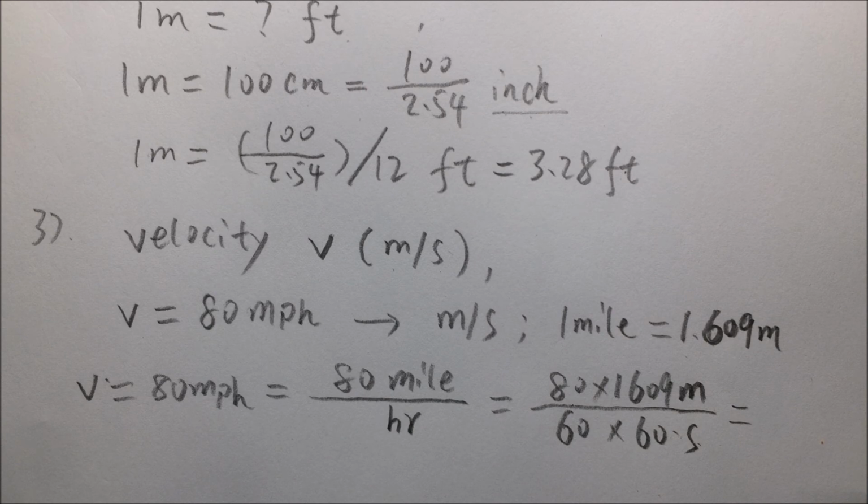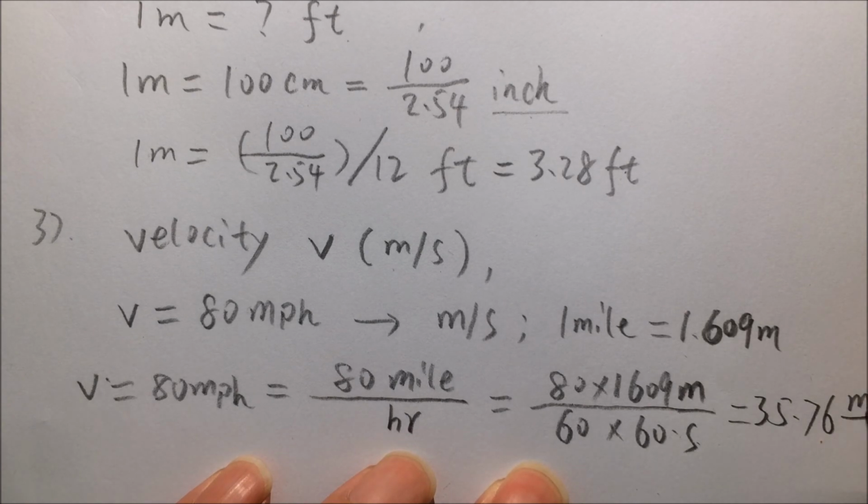So let me do that calculation. You're going to have, let me see, 80 times 1,609 divided by 3,600 equal to 35.76 meter per second.